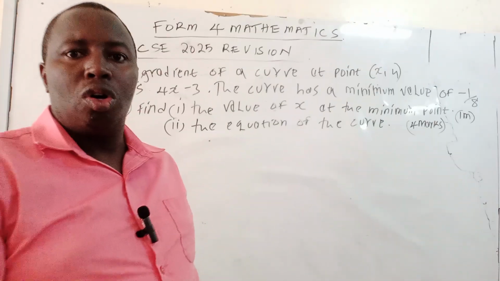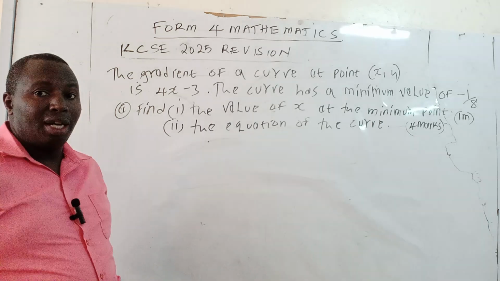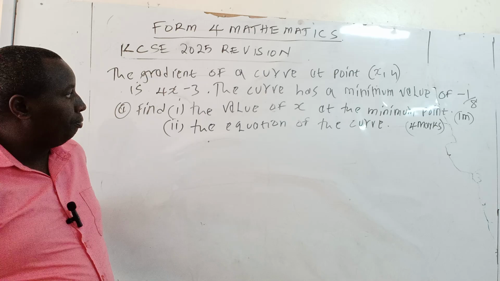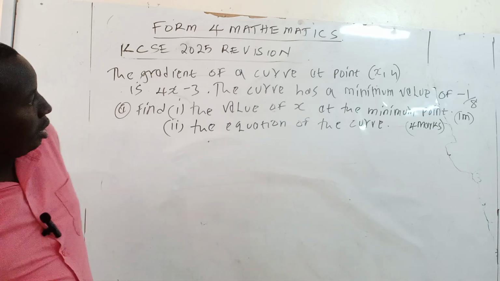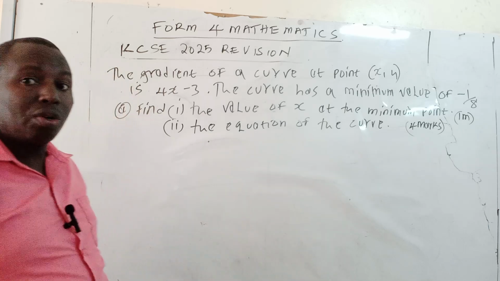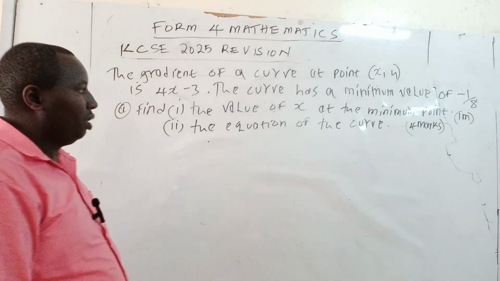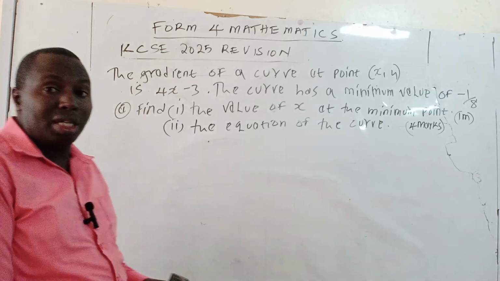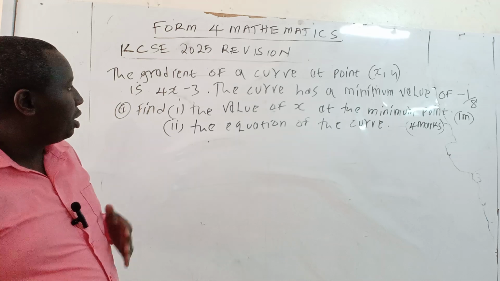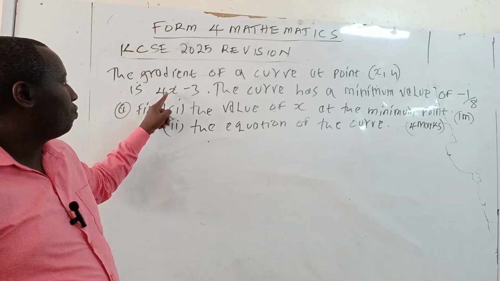So therefore, the next question that I've provided here is a question on differentiation again. This was tested in KCSE 2005, that is 20 years ago, so this question is an examinable question. The gradient of a curve at a point (x, y) is 4x minus 3.